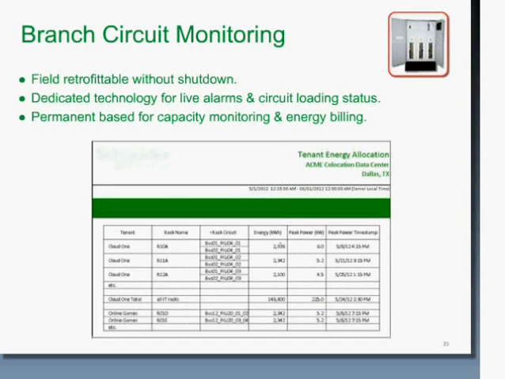So here's another application that we did, and here's an application where we're actually showing that colo application of energy peak power, and we're providing something to a data center for energy allocation. This is using our branch circuit monitoring. We're monitoring alarms, and we're providing both capacity monitoring and energy billing.